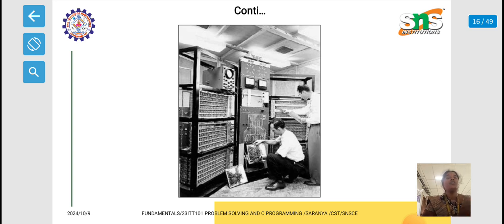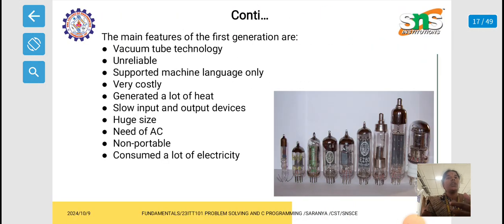The main features of first generation are: vacuum tube technology, unreliable, supported machine languages only, very costly, generated a lot of heat, slow input and output devices, huge size, need of ACs, non-portable, and consumed a lot of electricity.